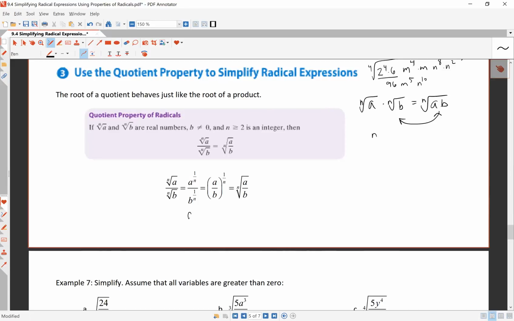When we have a quotient where each part has the same exponent, we can write it as a quotient all to that same exponent, and then remember that the 1 over n exponent is the nth root of A over B.